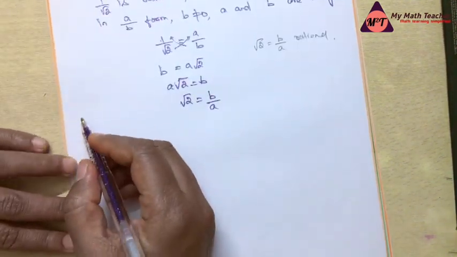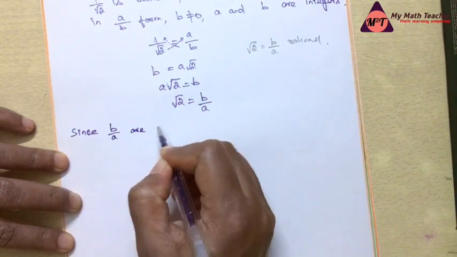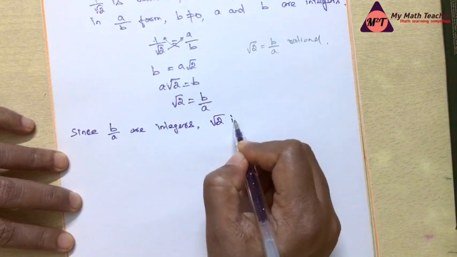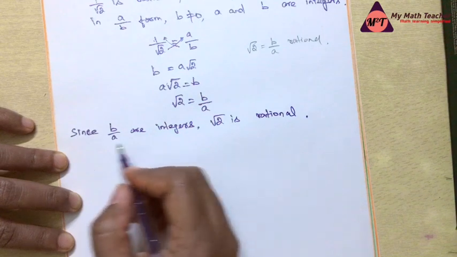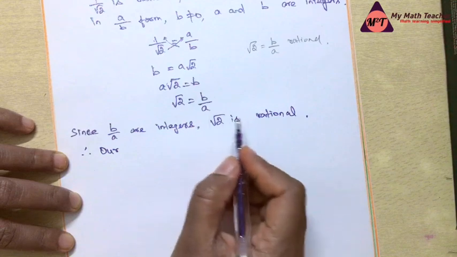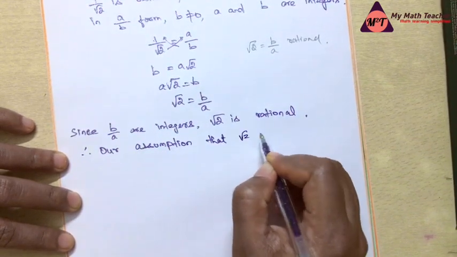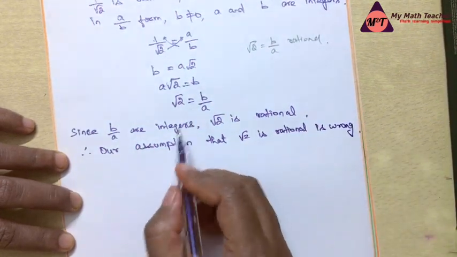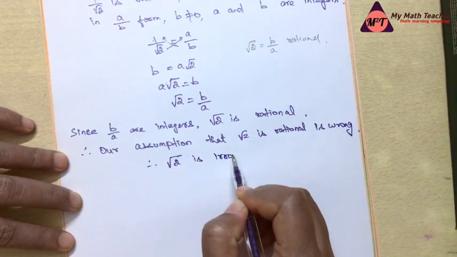Since b and a are integers, root 2 is rational. Therefore, our assumption that root 2 is rational is wrong. Finally, we can say root 2 is an irrational number.